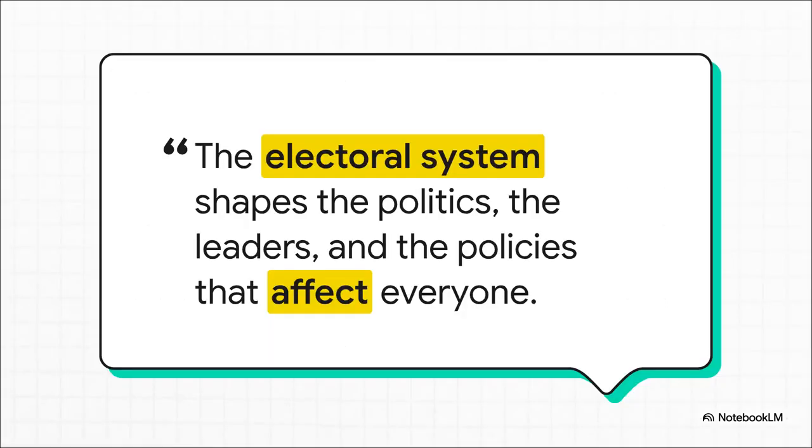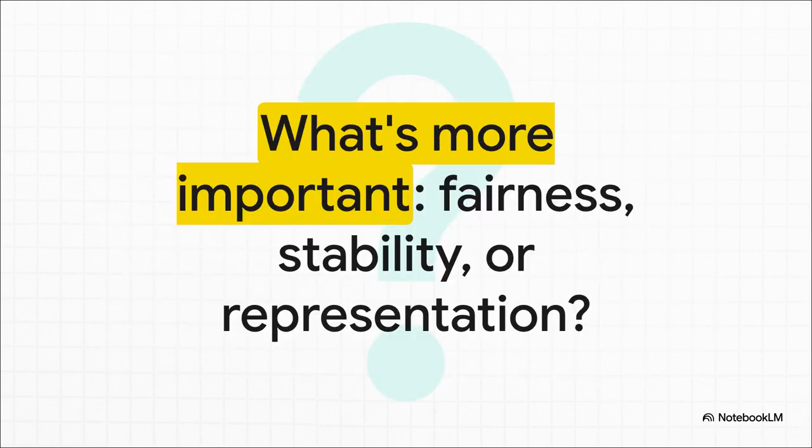So what's the big takeaway from all this? It's that the rules of the game are never just boring technical details. They matter a lot. As the saying goes, the electoral system shapes the politics, the leaders, and the policies that affect everyone. And that really leaves us with a final and pretty tough question. If every system has its flaws and involves some kind of trade-off, what do we value most?